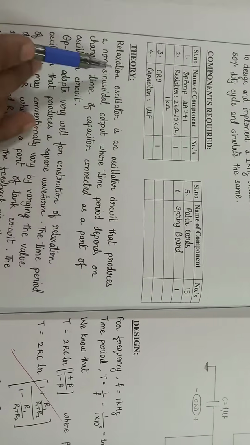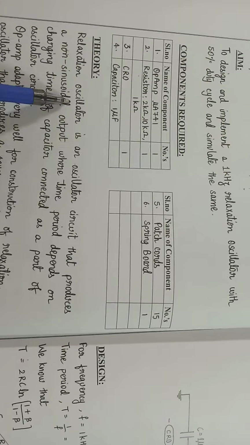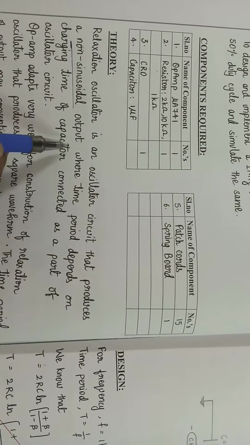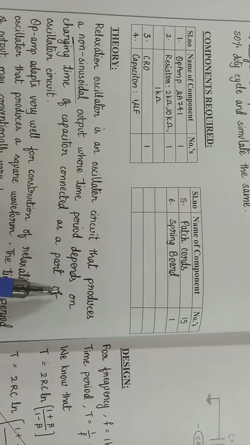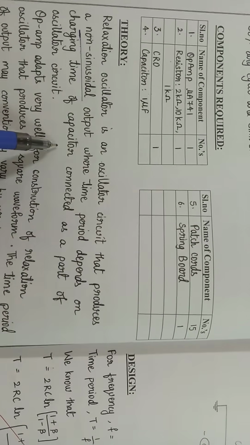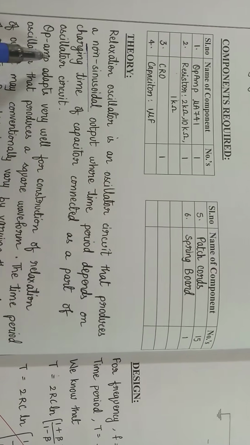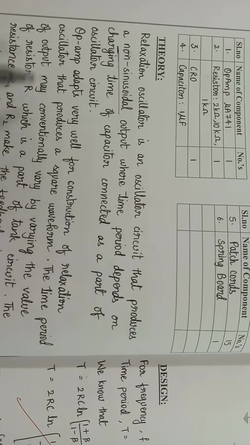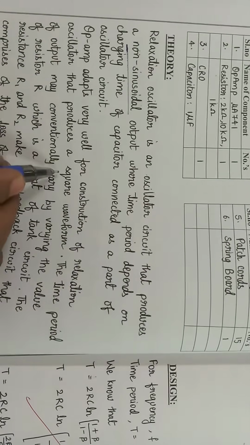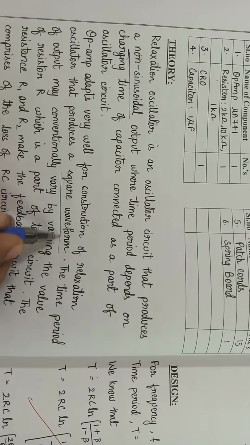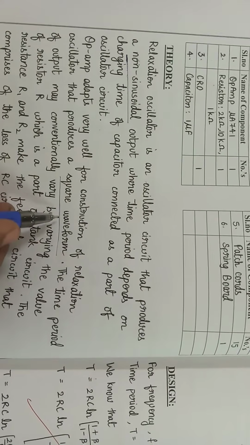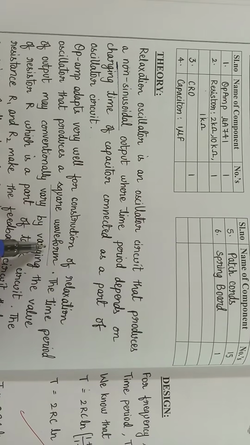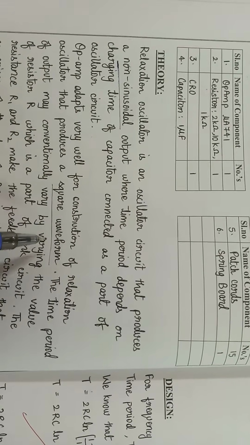Let me go through what a relaxation oscillator is. A relaxation oscillator is an oscillator circuit that produces a non-sinusoidal output where the time period depends on the charging time of a capacitor connected as a part of the oscillator circuit. The op-amp is very well suited for constructing oscillators that produce a square waveform. You can go with a square, rectangular or triangle waveform, but as per the lab we are designing for a square waveform because the duty cycle is 50%.